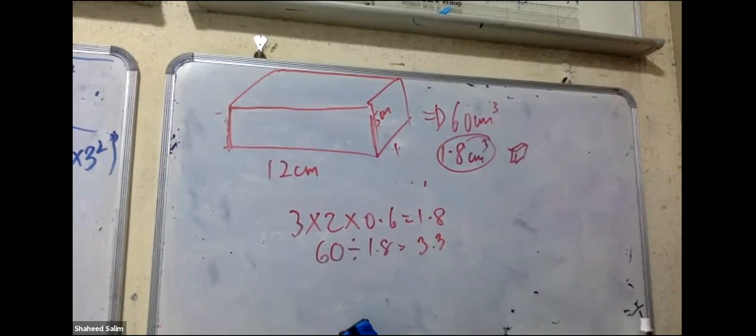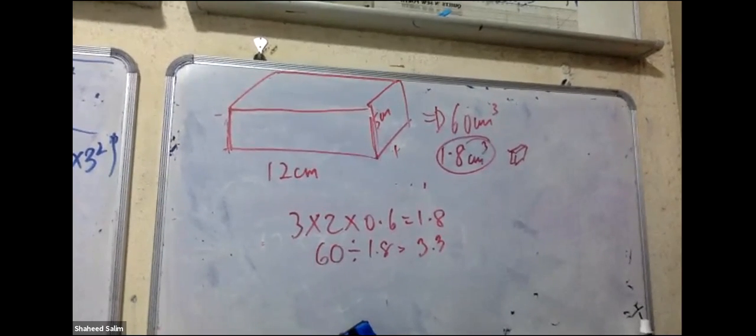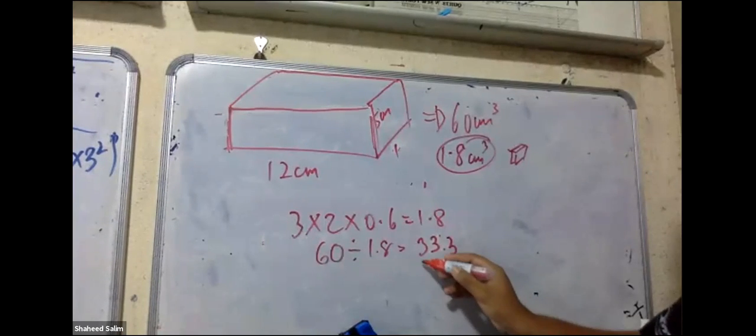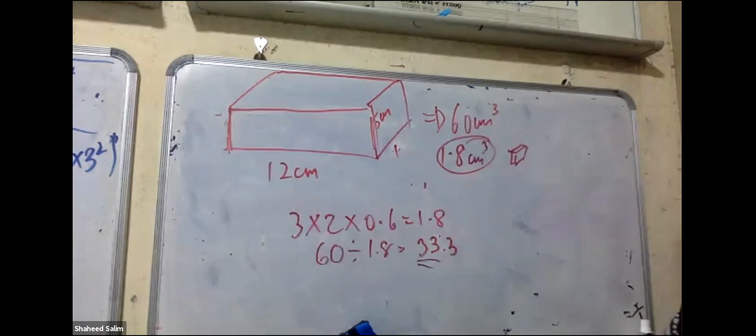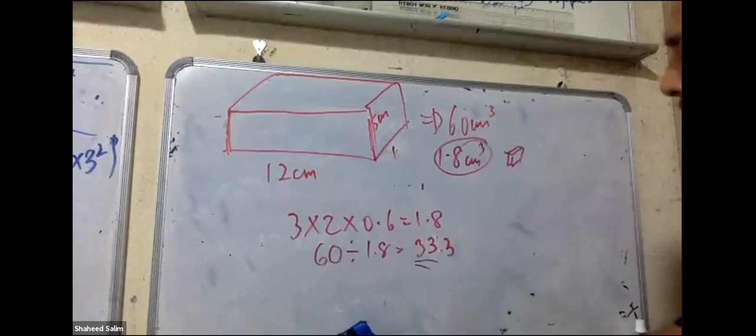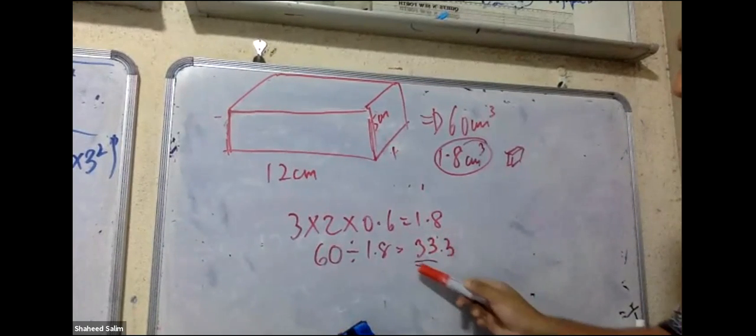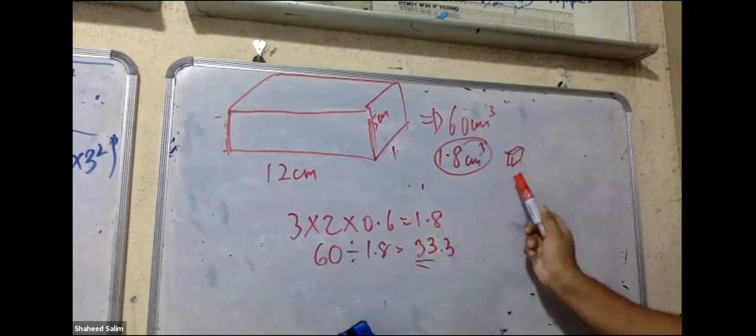3.3. Not 3.3. You try, you use a calculator. 33.3. So how many cuboids can you make? You can only make 33. You have some left over. You look blur. You're confused? No, okay. So basically, you will have some remainder, but you can make 33 smaller cuboids.